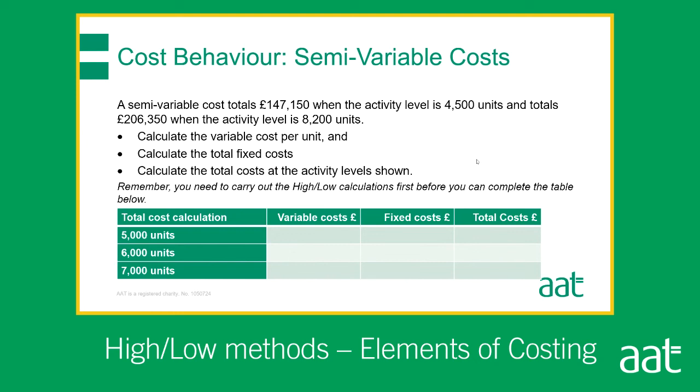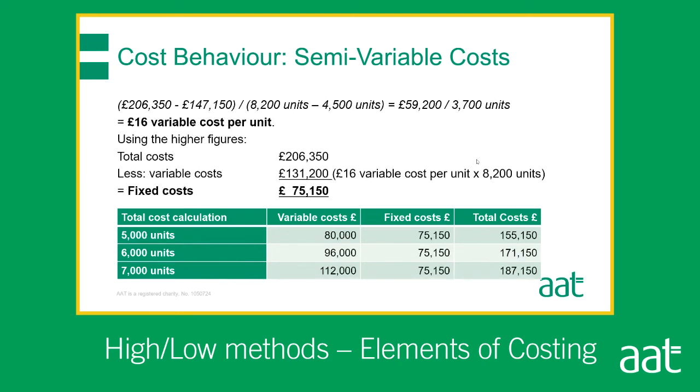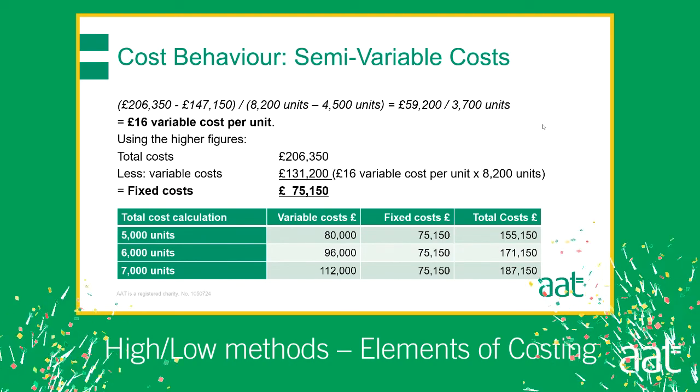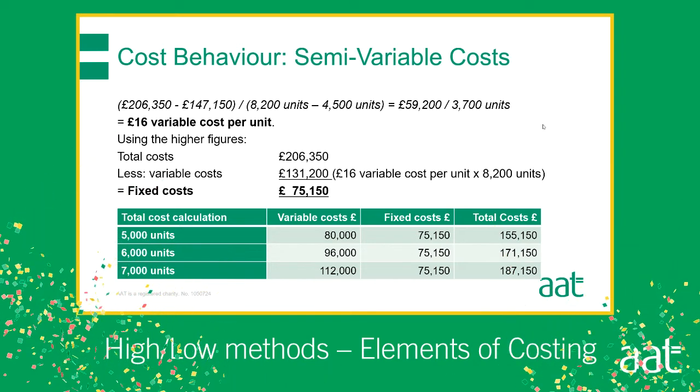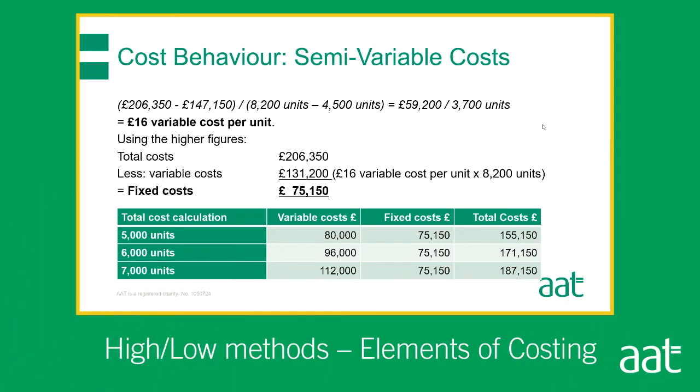Shall I pop the answers? We've got quite a few answers come through now. Yes, do. Move on to the next slide. Okay. So well done if you got all of these figures correct. So yes, £16 variable cost per unit and fixed costs £75,150. Hopefully you got all of those answers correct.